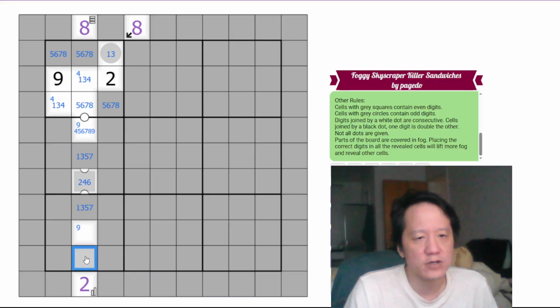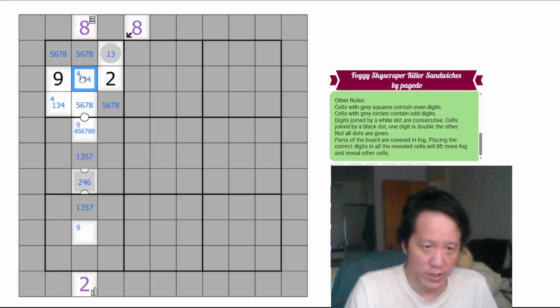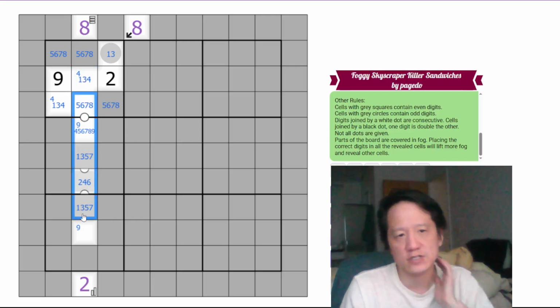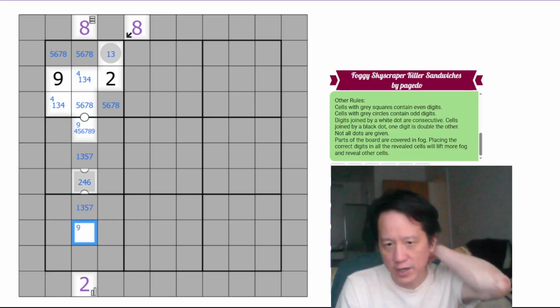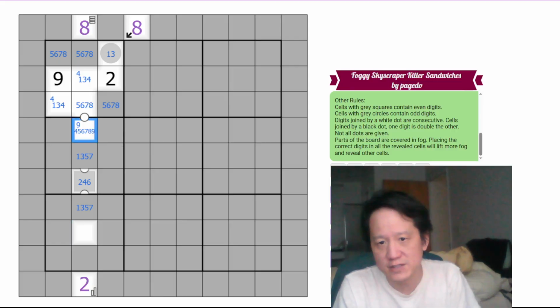Obviously, 9 can't be here because then it would see 1 skyscraper this way. So if this was 9 and this was 1, this would be 5 digits, and that would never add up to 8. So 9 can never be here either. This must then be 9, which forces this to be 8.